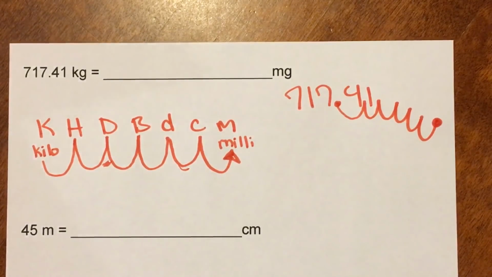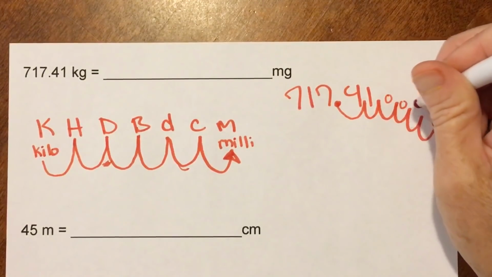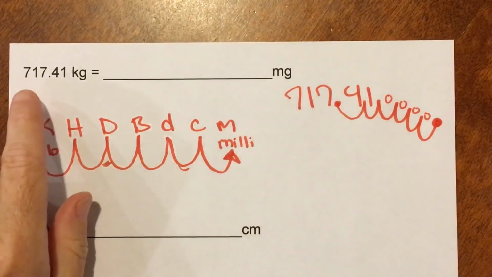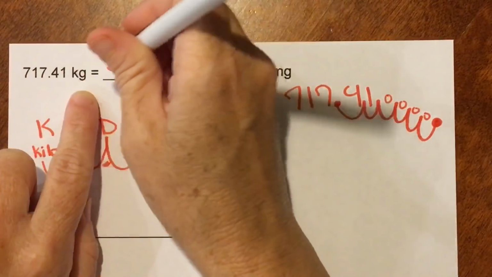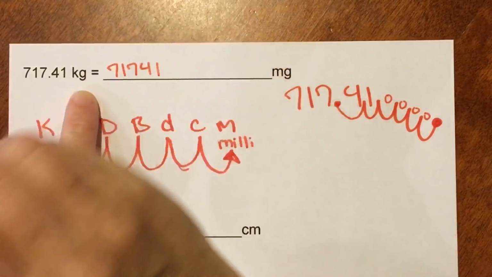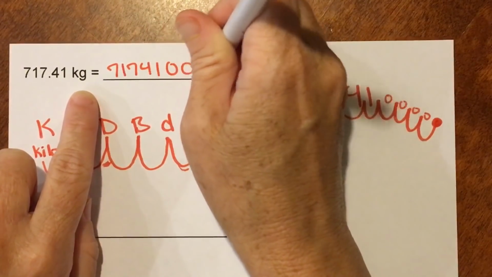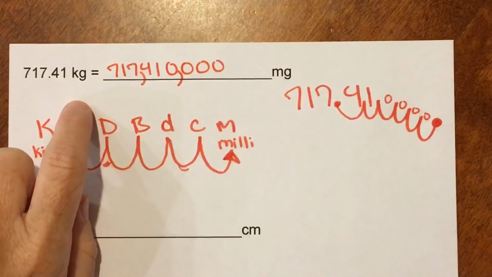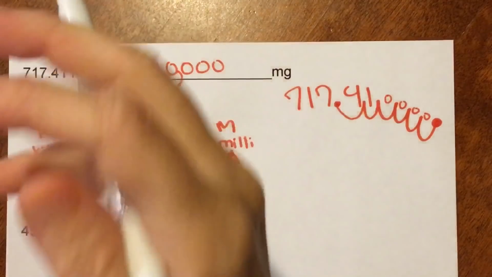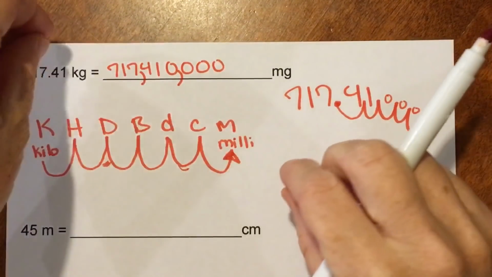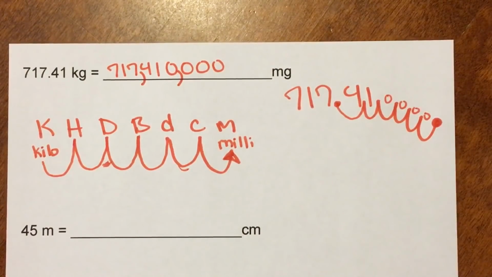Now just like we've done in the past, I have a lot of empty ones. So I need to fill them in with zeros. So that means 717.41 kilograms is the same, it's worth the same or equal to, wow, let's add all these zeros. 1, 2, 3, 4. So it's worth the same as 717,410,000 milligrams. The reason is because a kilogram's a lot and milligrams are really tiny. So you're taking a lot and you're putting it into something smaller.